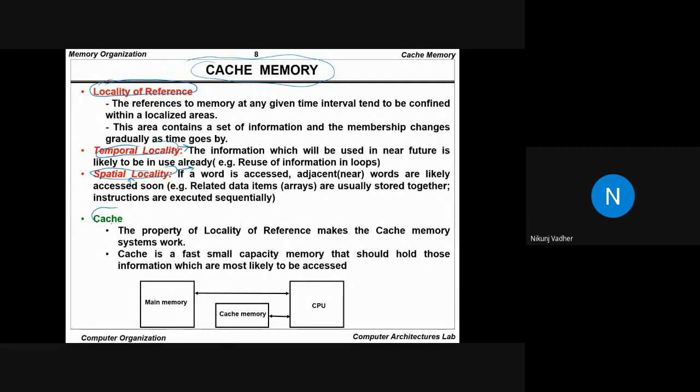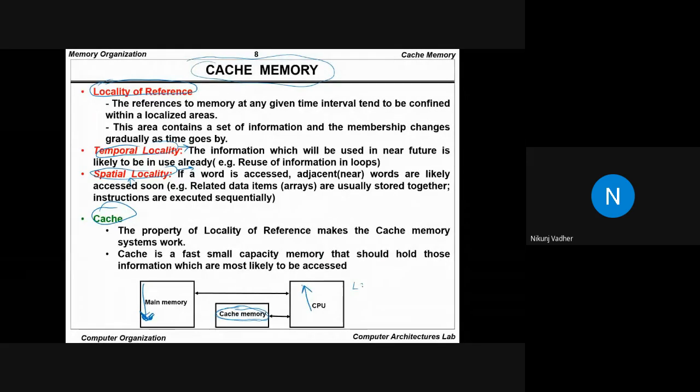Now, what is the need of cache memory? We know that the CPU operates with a very high clock frequency, and main memory operates with a lower clock frequency. So there is a clock frequency gap between main memory and CPU. To fill the gap, we use the cache memory. Cache memory is a high-speed memory, and whatever data we fetch from the main memory, we will try to place into the cache memory.